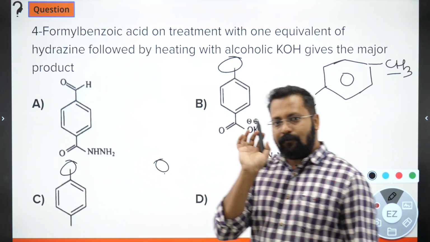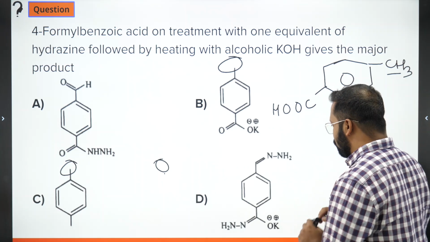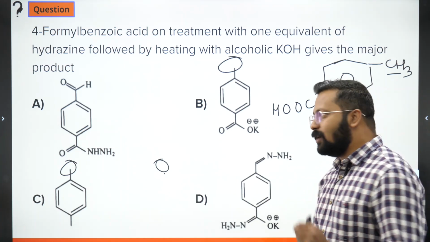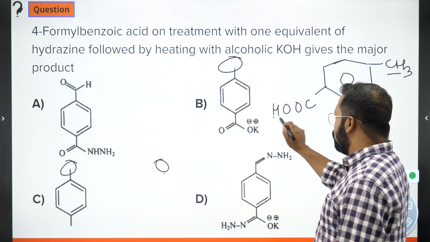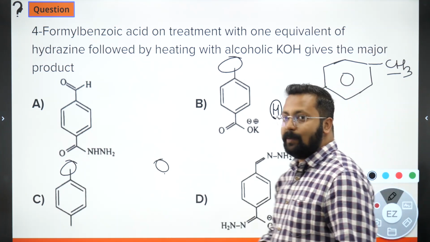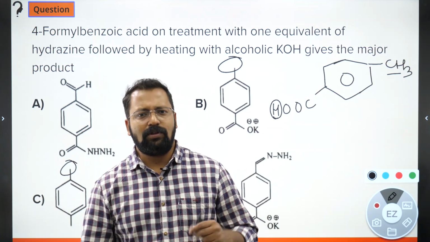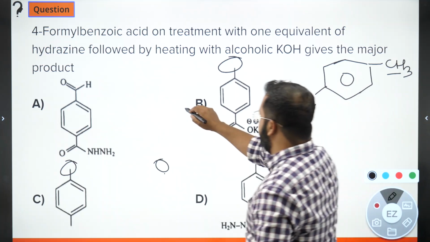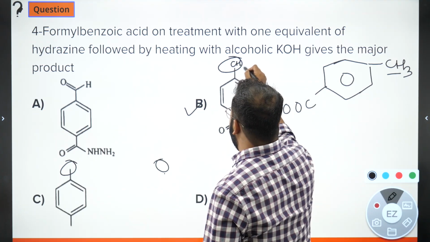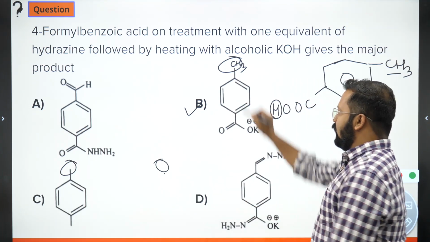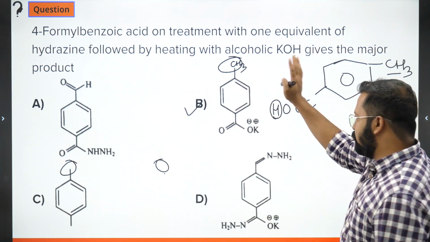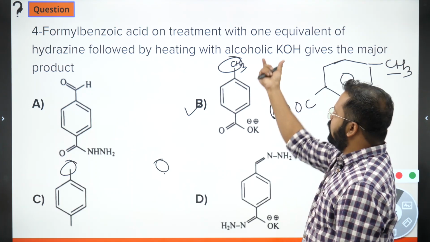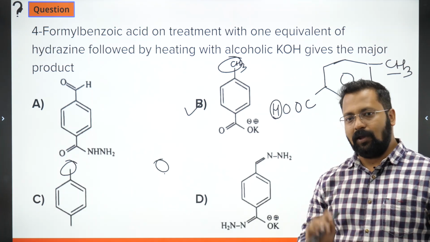Okay, now what you have to understand is that since you're taking a basic medium, the COOH will also undergo an acid-base reaction and will convert into the potassium salt of it. So the right answer will be B. There is a CH3 unit over here. Showing a bond means there is a methyl group present, and this is the carboxylate unit because this reacts with alcoholic KOH.